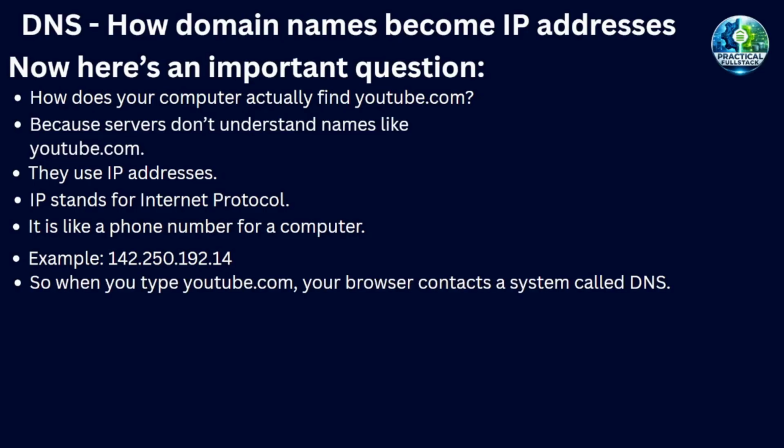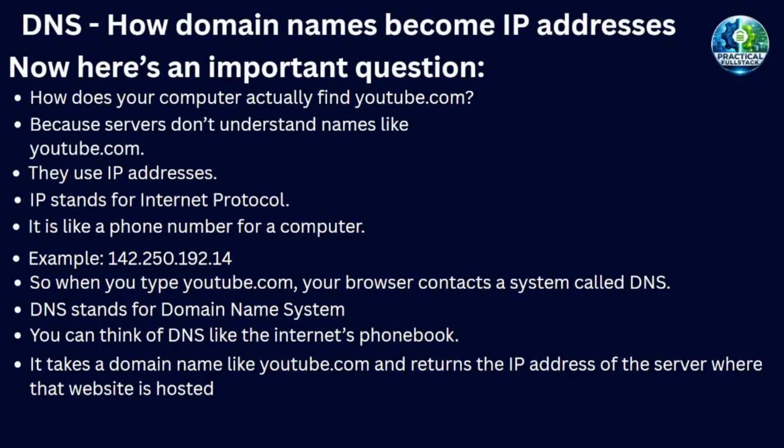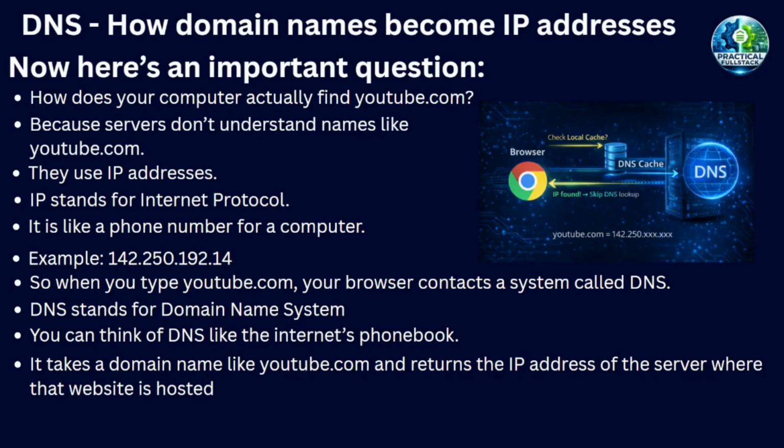Okay, so when you type youtube.com, your browser contacts a system called DNS. DNS stands for Domain Name System. You can think of DNS like a phone book. This phone book has the unique addresses, that is IP addresses. What DNS does is it takes the domain name from the browser, like youtube.com, and returns the IP address of the server where that website is hosted. If you see the image, it explains the process.